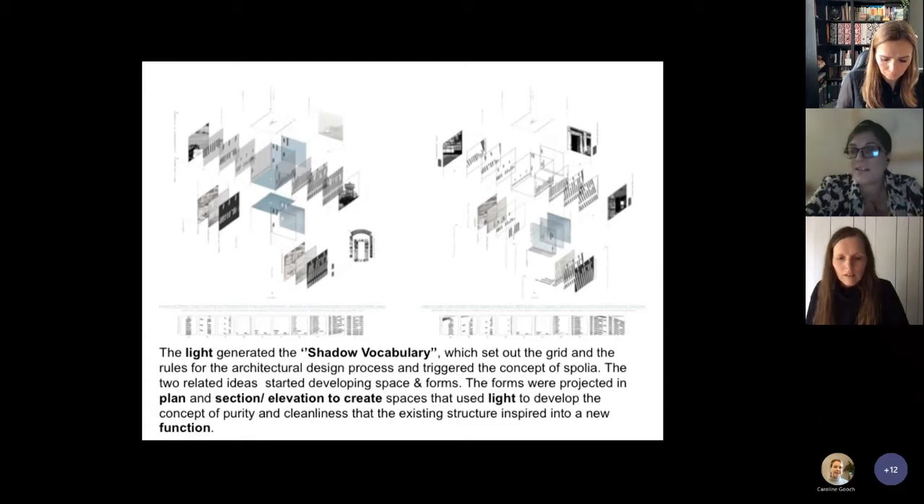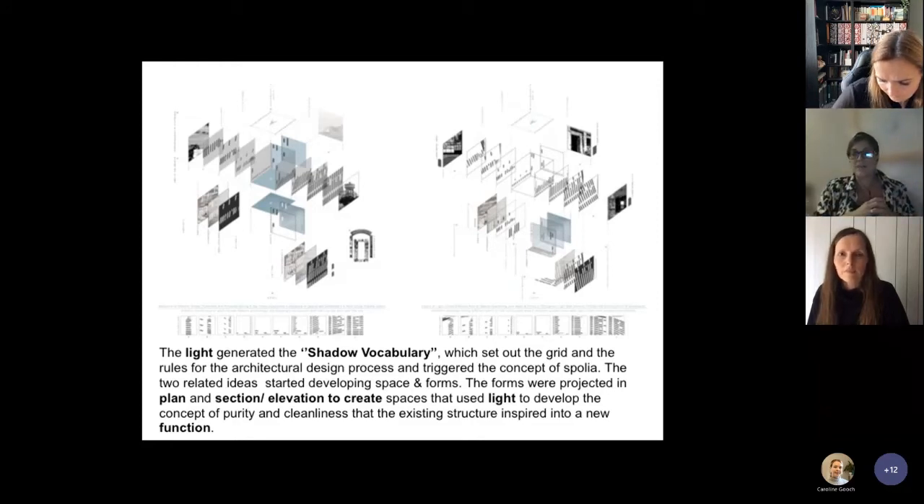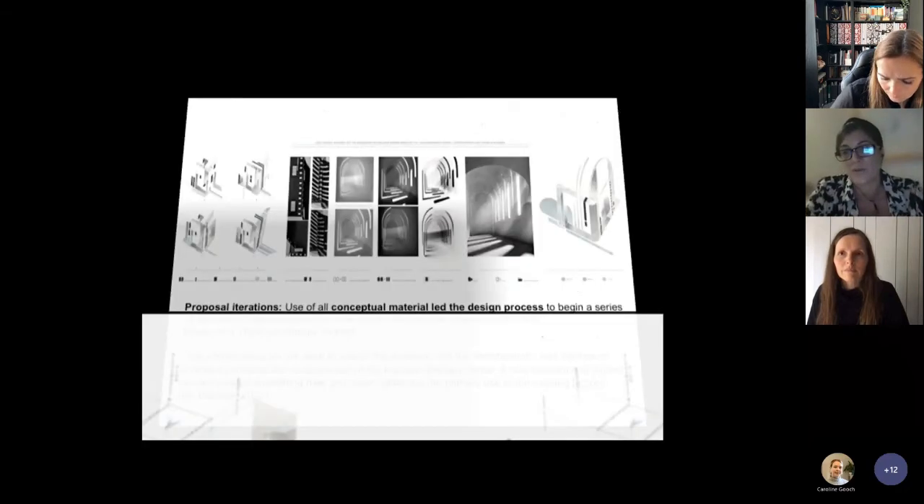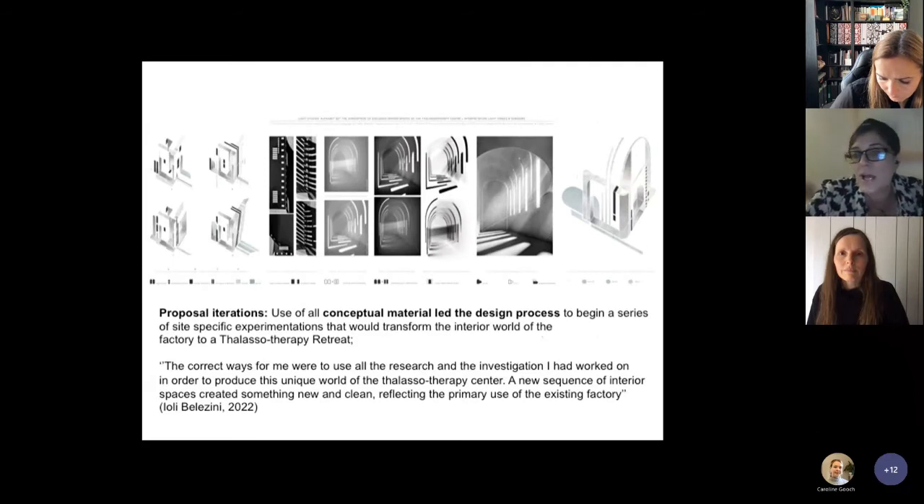So the light generated the shadow vocabulary, which set out the grid and the rules of the architectural design process, and this triggered the concept of spolia, and the two related ideas started developing space and forms, and they were projected in plan, section, and elevation to create spaces that used light to develop the concept of purity and cleanliness that the existing structure inspired into this new function, which was a thalassotherapy retreat, a sea therapy retreat. And that's where her proposal iterations began.